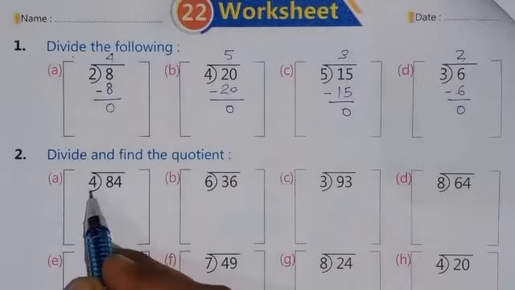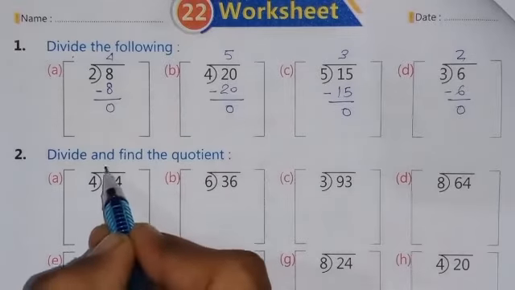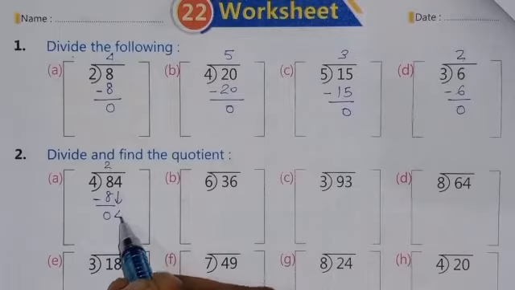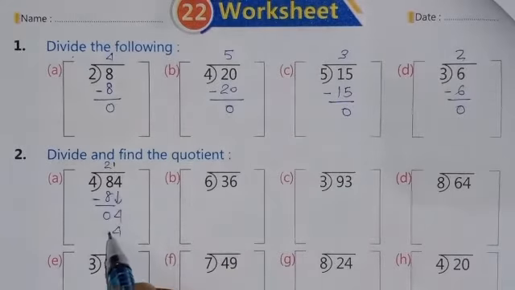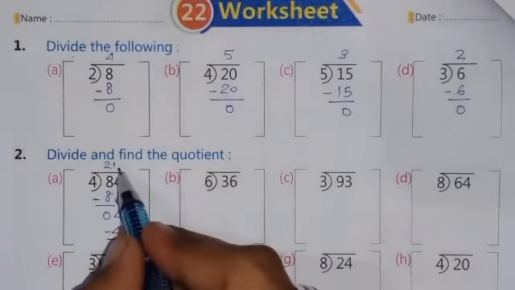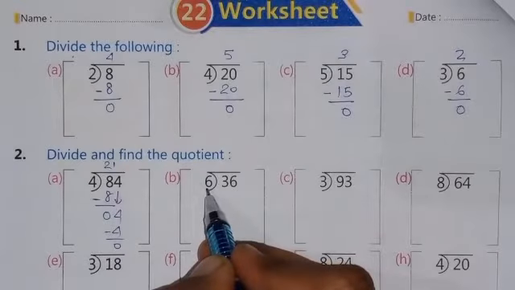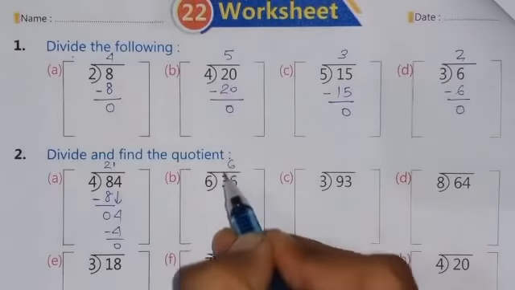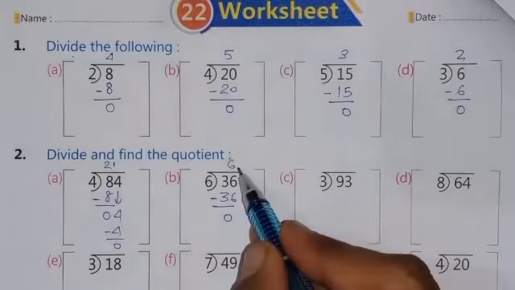So on dividing by 4, first we will divide 8 by 4. So in the table of 4, 4 2s are 8. On subtracting you will get 0. Now you have to write down the next digit downward, 4. In the table of 4, 4 comes 1 time. Now on subtracting you will get 0. So the answer is 21. In this question, in the table of 6, 3 doesn't come. So we have to take 36. So in the table of 6, 6 times 6 is 36. On subtracting you will get 0.